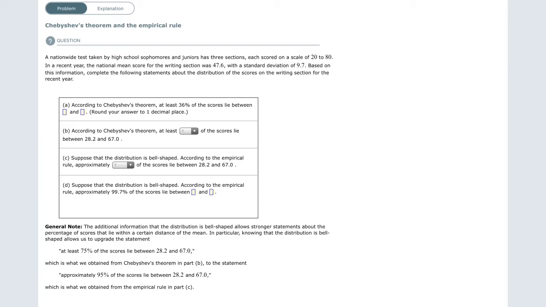Other students want it. This is called Chebyshev's theorem, which is a formula that we're going to use. I'll get us through most of this.